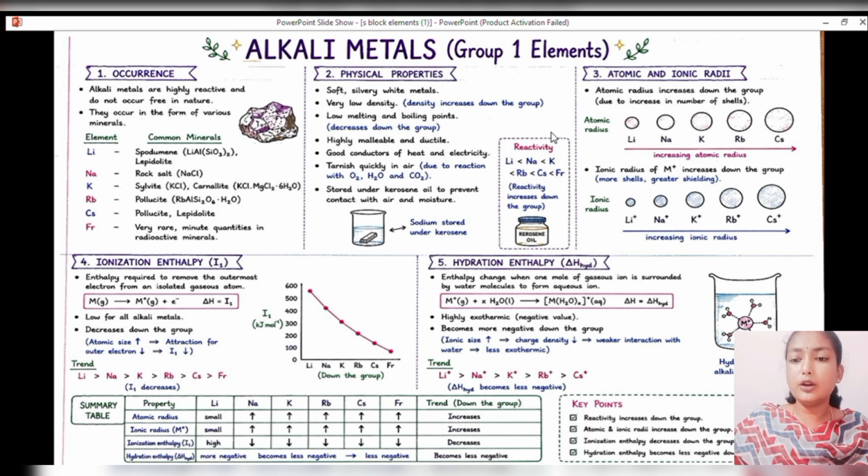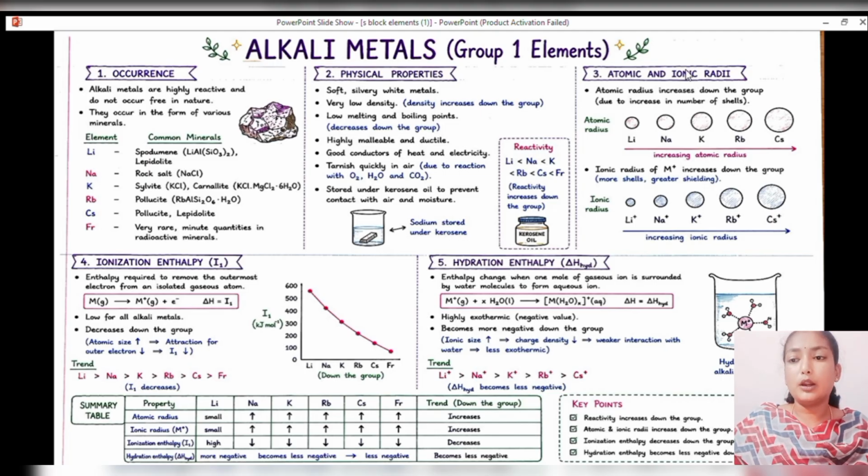They immediately react with oxygen, water molecules, and carbon dioxide. As you see the reactivity order of the alkali metals, lithium has less reactivity compared to sodium, potassium, rubidium, cesium, and francium. As you go down the group, what is happening? The reactivity is increasing. Try to remember the sequence, Nana. Don't get confused. Everything is simple, but you have to revise the concepts as many times as possible.